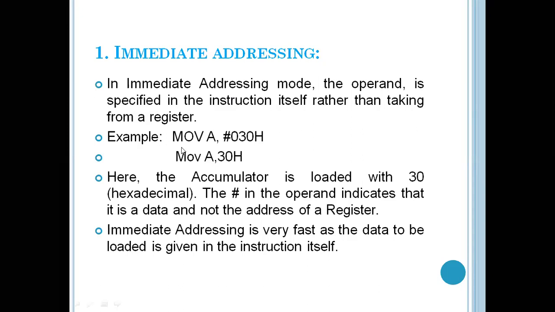Now see here, an example of the immediate addressing mode, that is MOV A comma hash 30H. To recognize the immediate addressing mode, we need to use a special character called a hash. Whenever there is a hash in the instruction, we come to know it is an immediate addressing mode. If I give you two instructions like MOV A comma hash 30H or MOV A comma 30H, see here, 30 is the value.